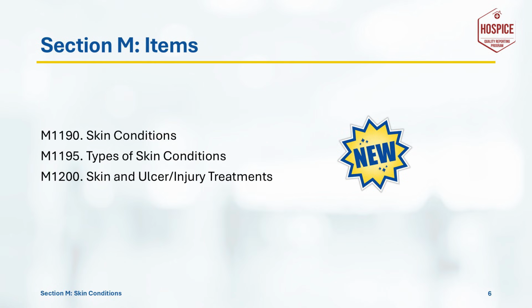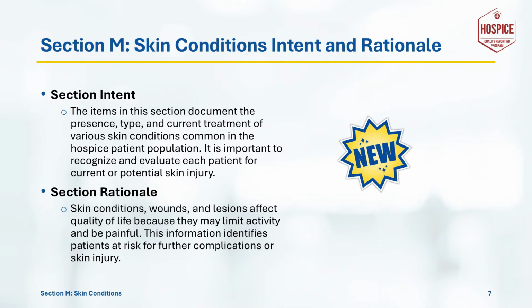Let's start with the new Section M. The items in this section include M1190, skin conditions, M1195, types of skin conditions, and M1200, skin and ulcer injury treatments. The intent of this section is to record the presence, type, and treatment of common skin conditions in hospice patients.